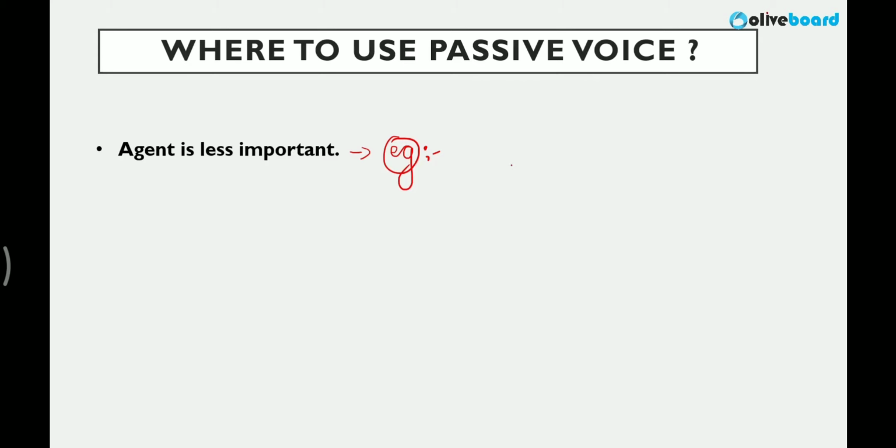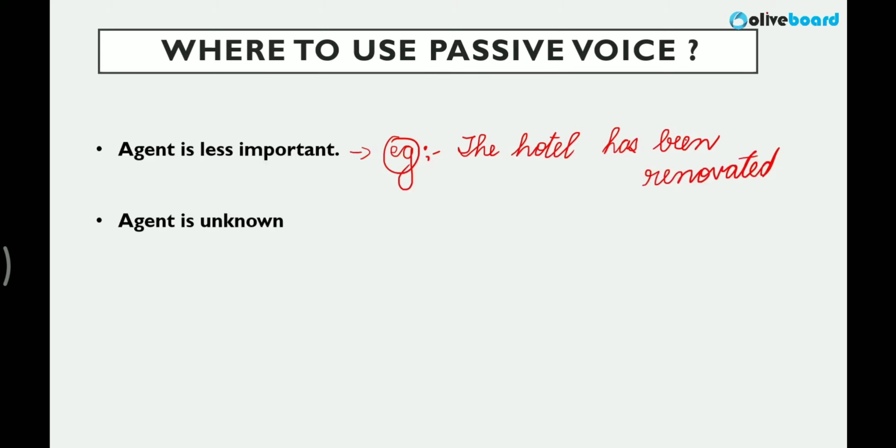The hotel has been renovated. If I write this sentence, who has renovated the hotel? Are we mentioning that? No. The agent, the subject isn't important here. So we used passive form, right? First is the object, then verb, and then your subject is not even mentioned.